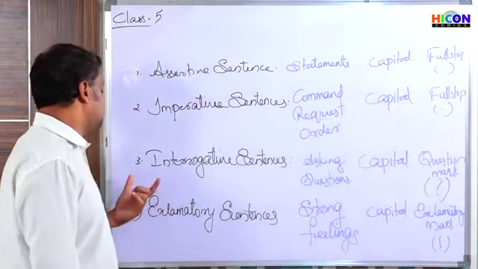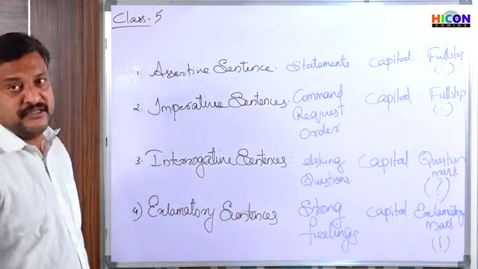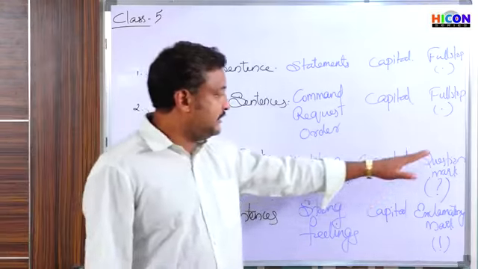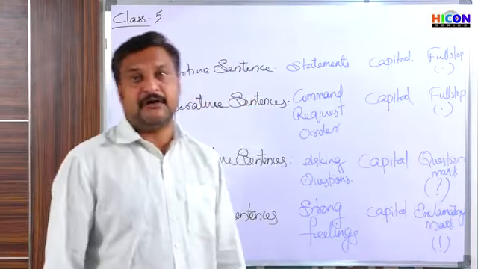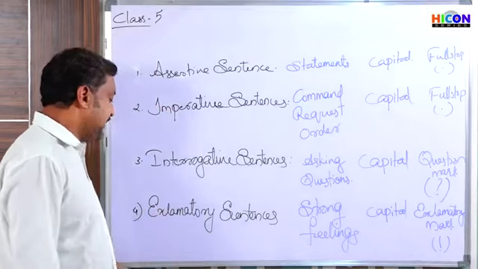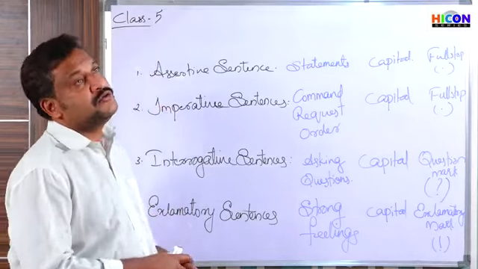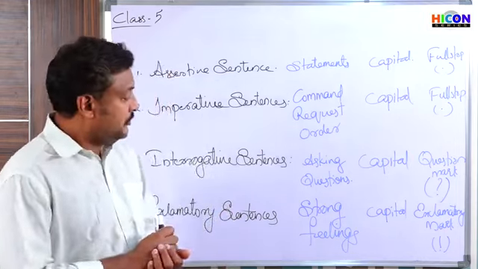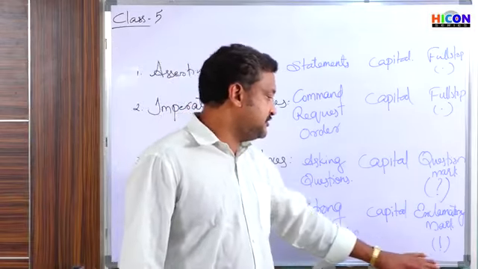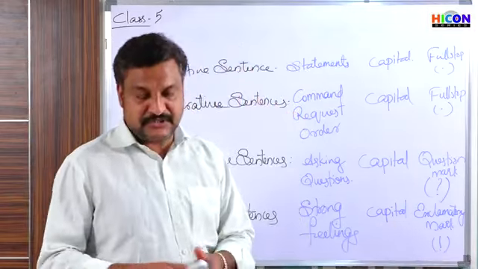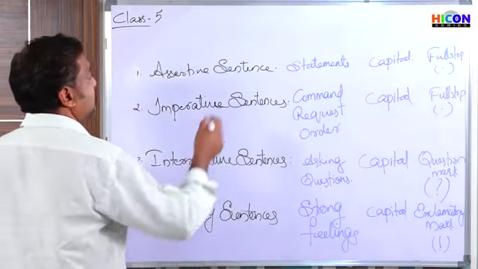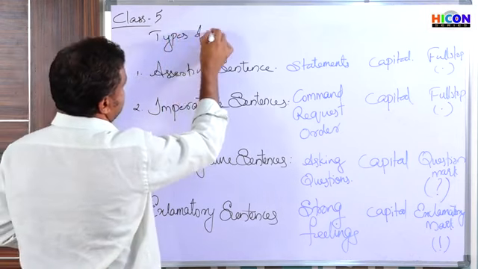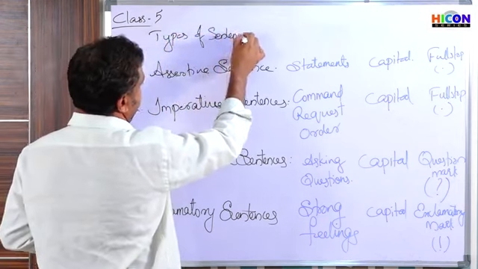The third type of sentences are called interrogative sentences. They are used for asking questions. They start with a capital letter and end with a question mark. And the fourth type is exclamatory sentences. They are used for expressing strong or sudden emotions. And they also start with a capital letter and end with an exclamatory mark. So I will make it in tabular form. Types of sentence.